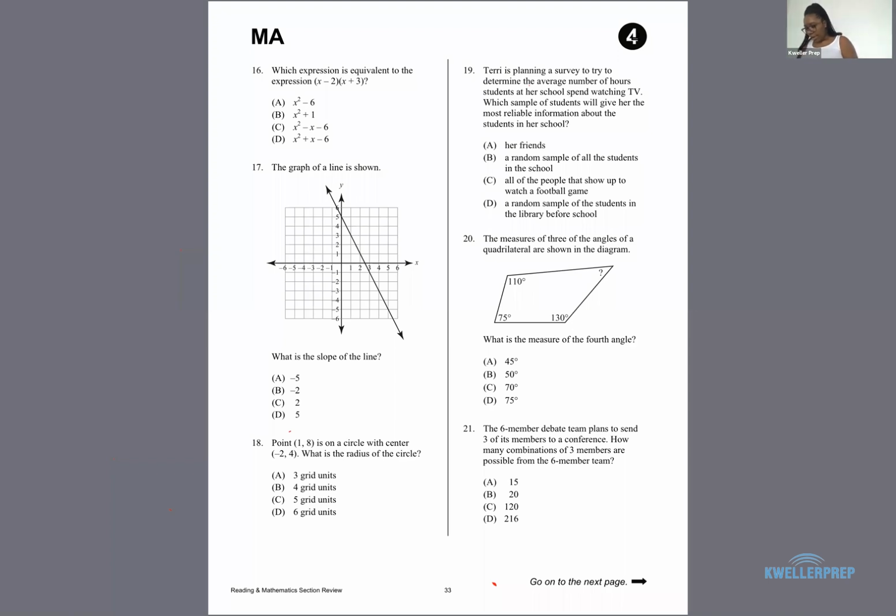So when you're doing a combination, you're looking at when the order of the sample doesn't matter. They're not asking you to order the people. The order of the 3 members doesn't matter. They just want you to have 3 members. So that's how we know that we're using a combination. And the formula for a combination is this.